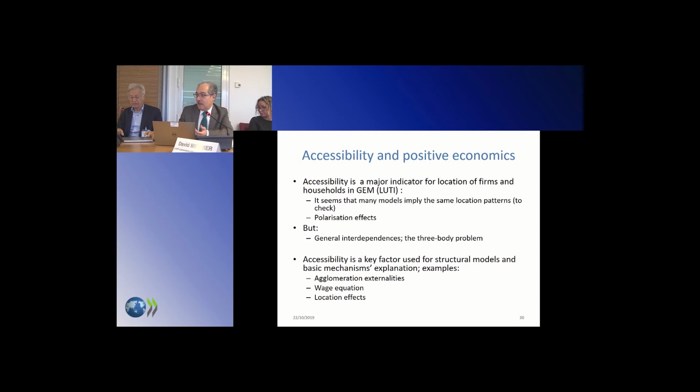It's the general meaning of the mechanisms. But behind this, you have sometimes intuitive polarization effects. Sometimes it's really counterintuitive. So there's a kind of complexity that makes it difficult to give clear messages to decision makers. Anyway, accessibility is a key factor in several fields. We have mentioned here agglomeration externalities, the wedge equations also, and location effects as a whole.